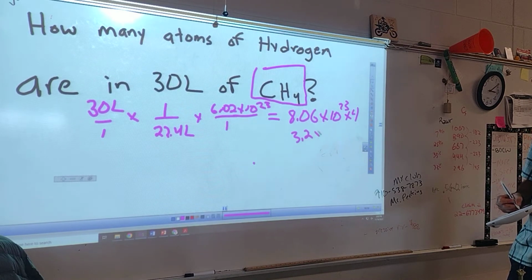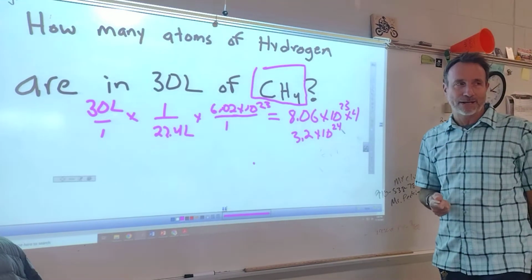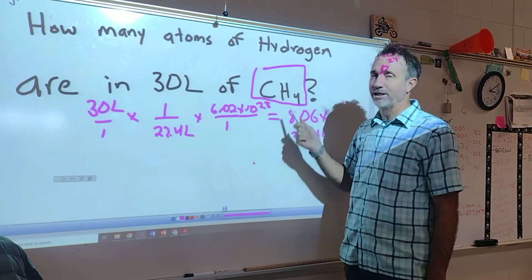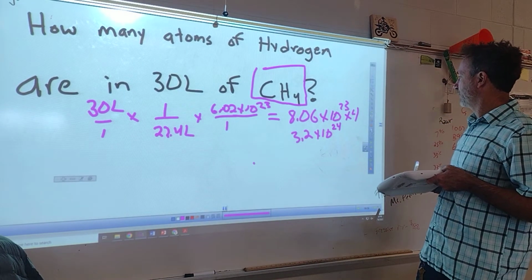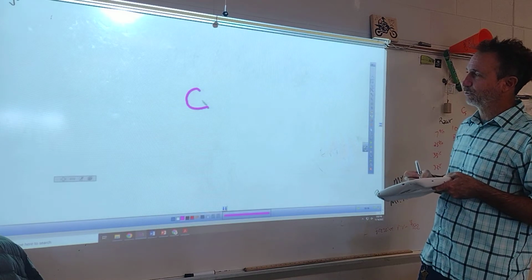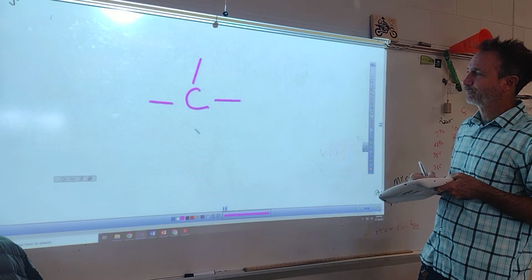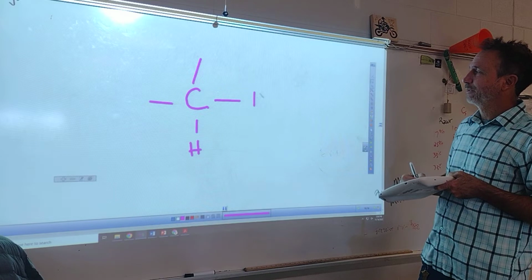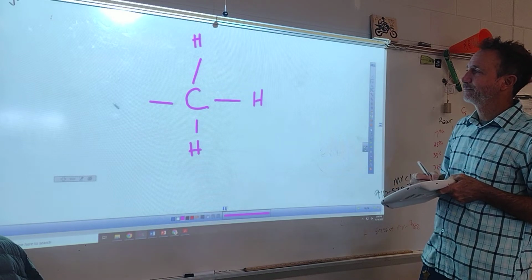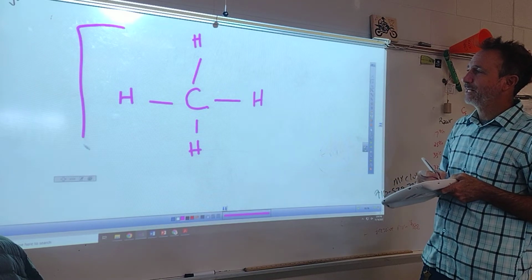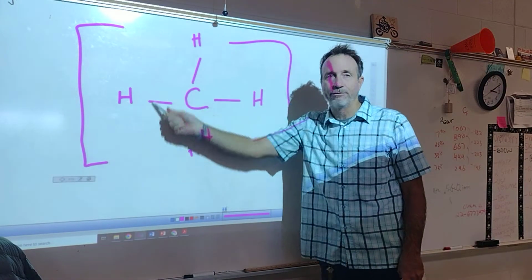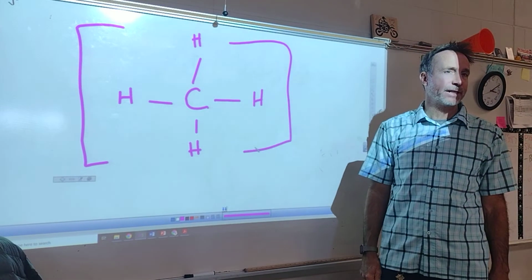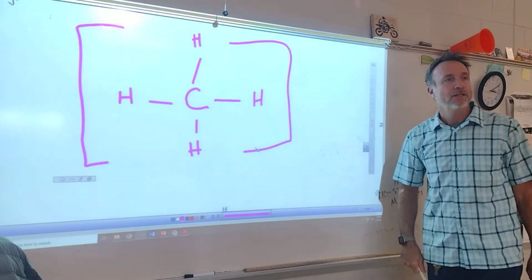You're thinking about grams. But this isn't about the weight of hydrogen, it's about how many are there. So let's draw a molecule of CH4. It's tetrahedral, but we draw it like this. If this is 1, then how many H's are there? 4. For every one of these, you have 4 H's. Does that make sense?